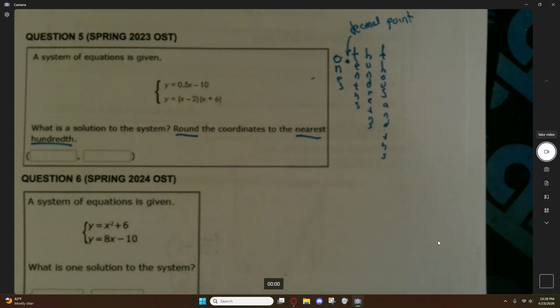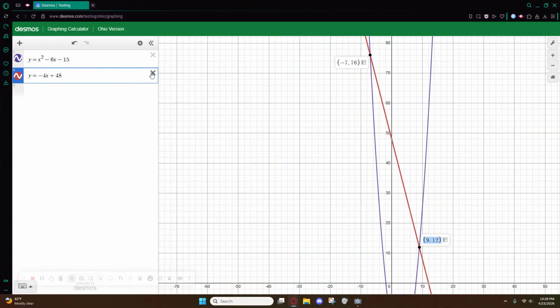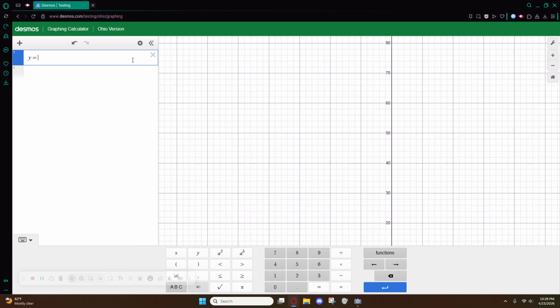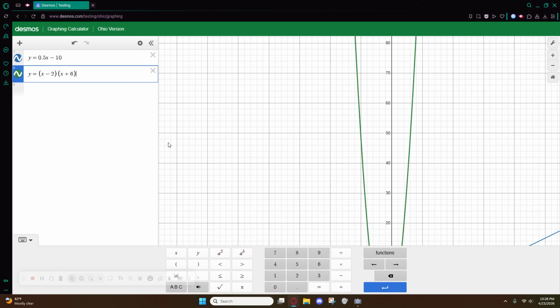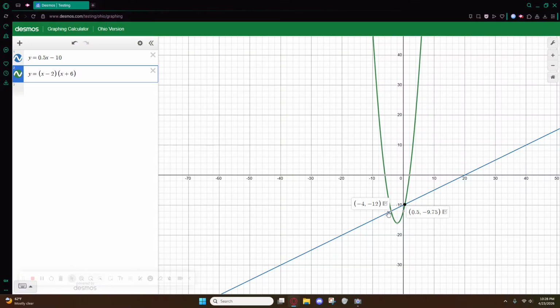So, y equals 0.5x minus 10. Y equals x minus 2, x plus 6. Let's put these in. So now we're going to look for where they intersect. Here's one, and here is another. Round the coordinates to the nearest hundredth.